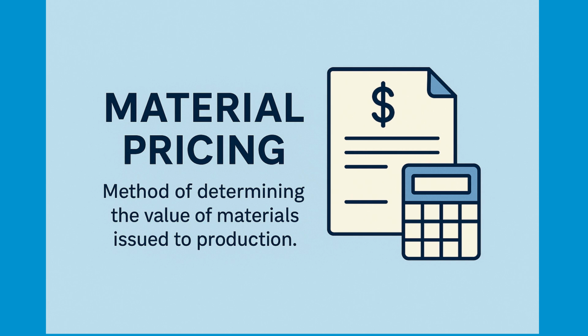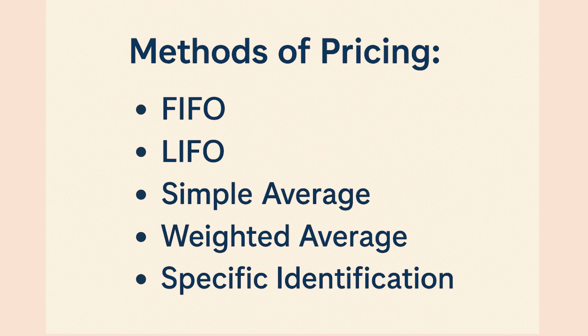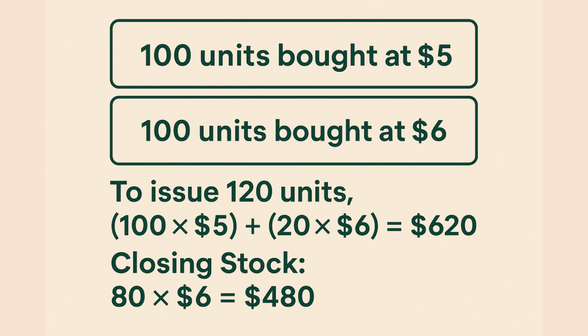That's called material pricing. There are several methods of pricing material issues, but the most common are: 1. First in, first out, FIFO. 2. Last in, first out, LIFO. 3. Simple average. 4. Weighted average. 5. Specific identification. Under FIFO, first in, first out, materials purchased first are issued first.